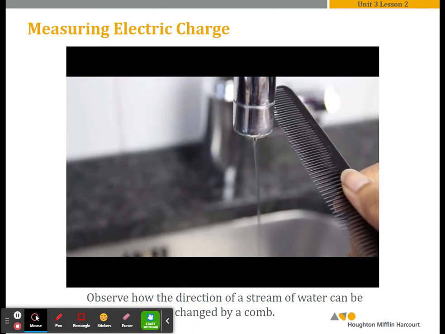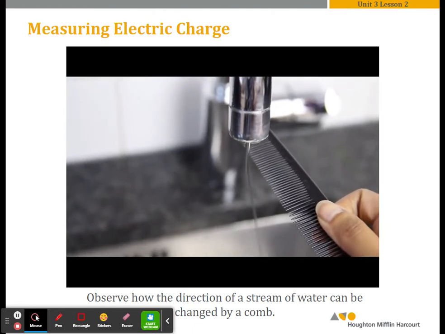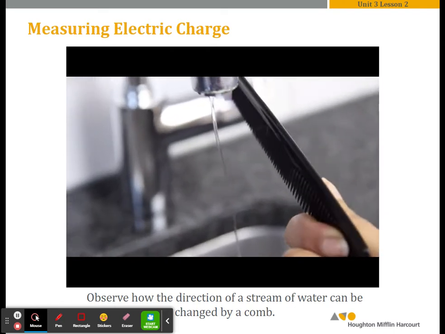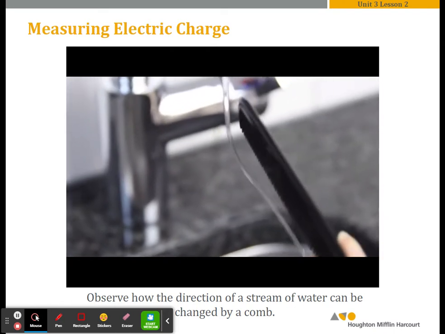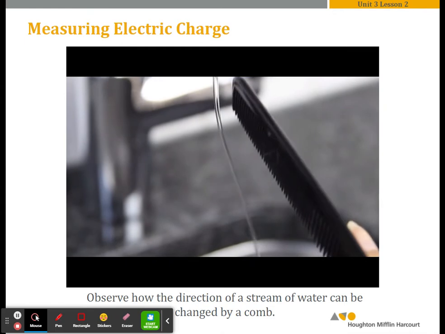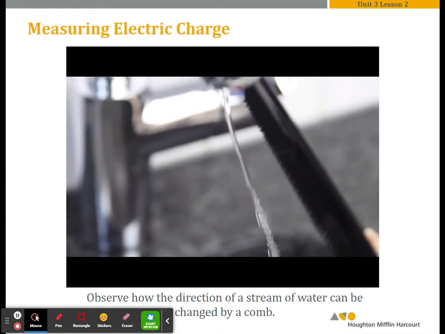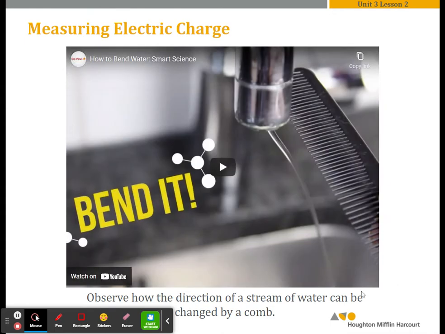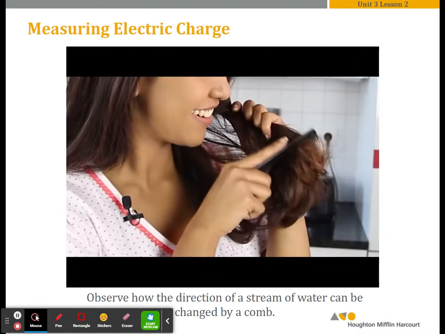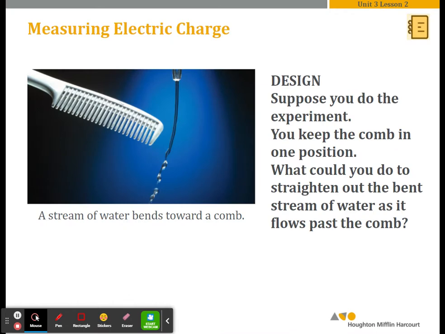When she brings the comb close to the stream of water, the water changes direction. It bends toward the comb. Before the comb is moved toward the water, it is all falling straight down. When the water is near the comb, it bends toward the comb.